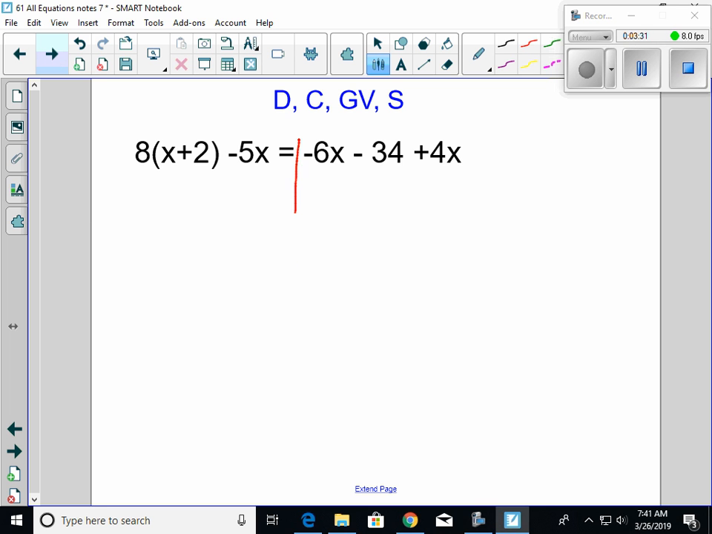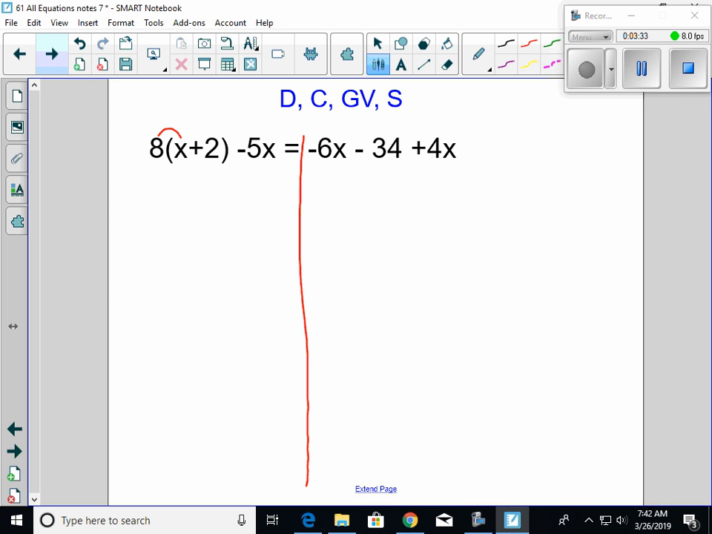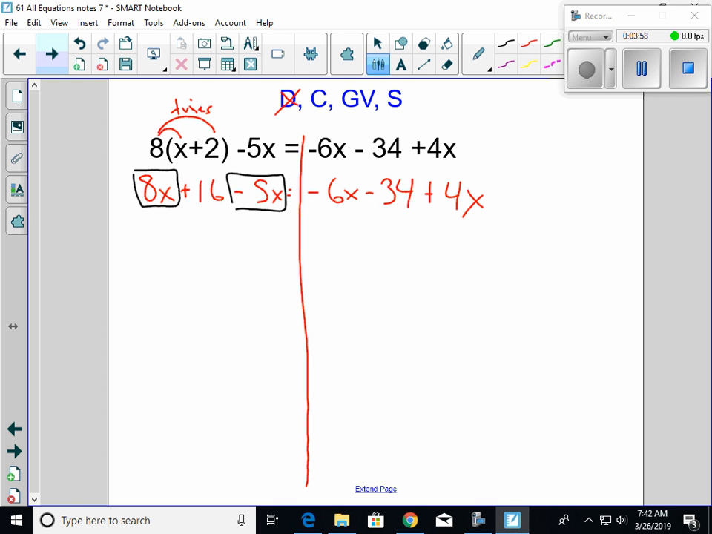So build your wall where the equal sign is. Distribute if you see parentheses. The 8's touching the parentheses, so I have to multiply the 8 times both of those numbers. Okay, remember when you're distributing, you're multiplying. Copy everything there. Combine like terms. 8x plus negative 5x is 3x. On the other side, negative 6x plus 4x is negative 2x.